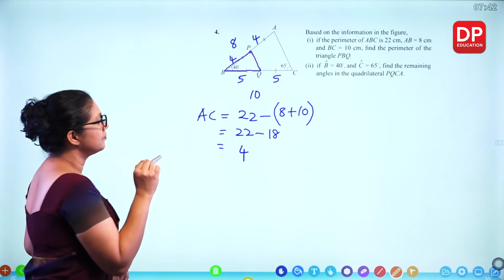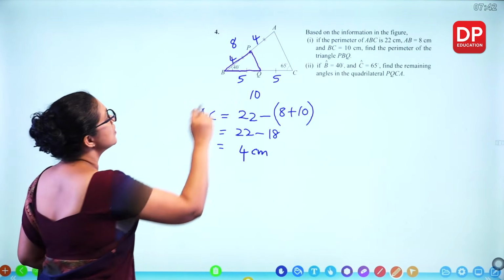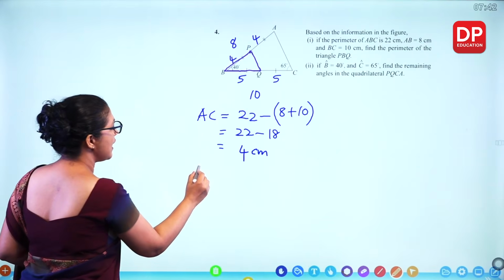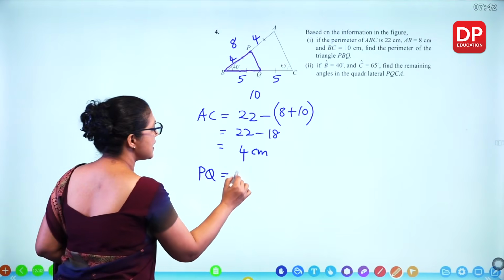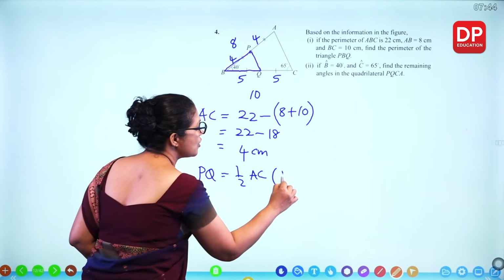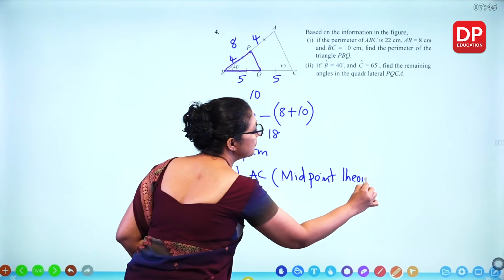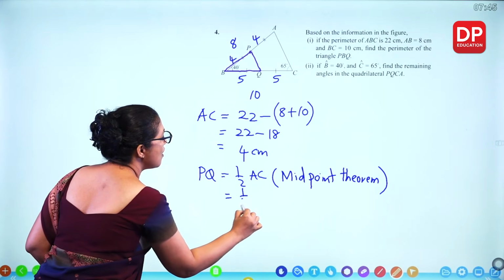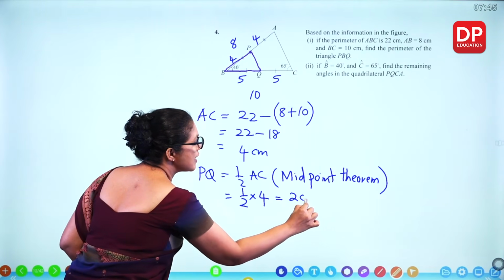That's 4 centimeters. So this is 4 centimeters. Now, how can we find out PQ length? PQ length is half of AC, half of AC according to midpoint theorem. Then what is AC? We found this is 4, times half, you get 2 centimeters.